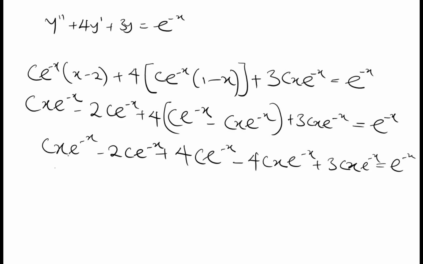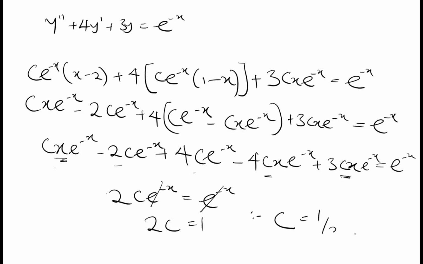Here now cx exponential negative x plus 3cx exponential negative x will give me 4cx exponential negative x, and I can subtract it here to give me 4 minus 4, that's 0. Here minus 2 plus 4, that's 2. In total, I will say I have 2c exponential of negative x is equal to exponential of negative x. Here I will say exponential of negative x cancel exponential of negative x, 2c is equal to 1. Therefore, c is equal to 1 over 2.